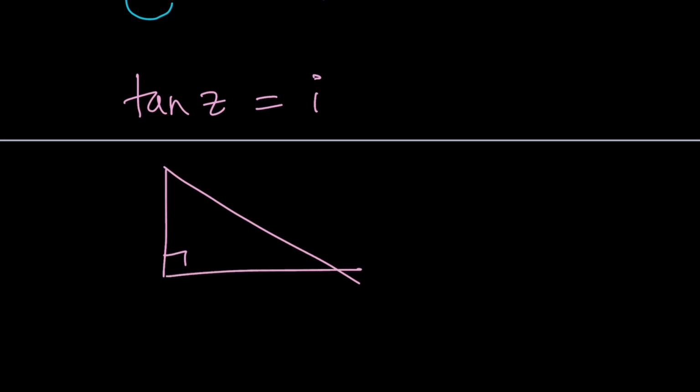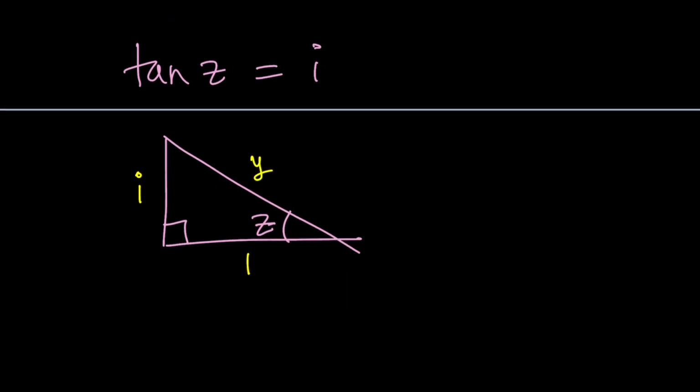Now, in a right triangle, tangent is defined as opposite over adjacent. Therefore, if tangent z is equal to i, this length is supposed to be i. In the complex world, just pretend that it exists. And this length can be 1, so that the ratio is going to be i, right? So far, so good. But what about the hypotenuse? I don't know what it is. Let's just call it y.